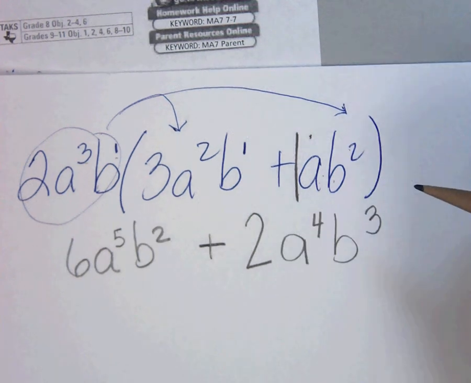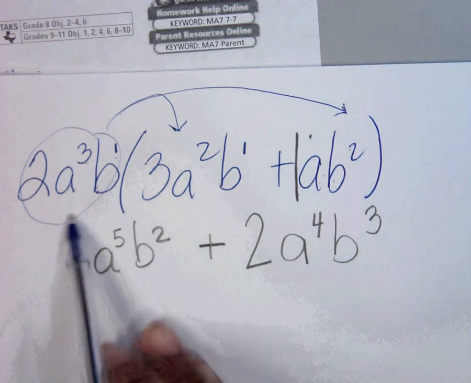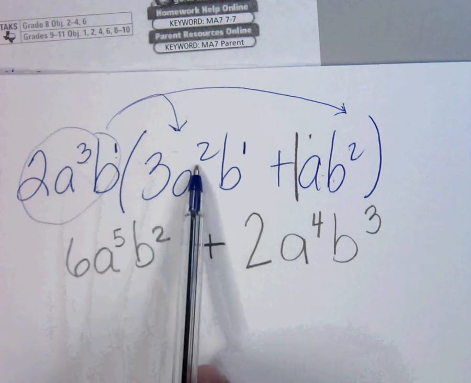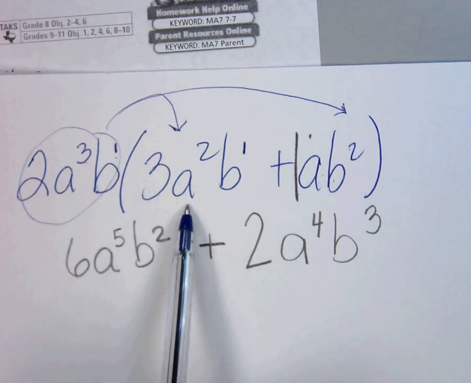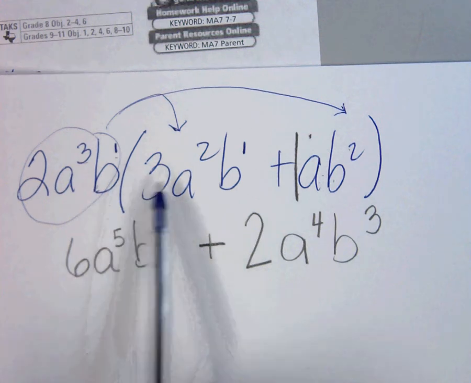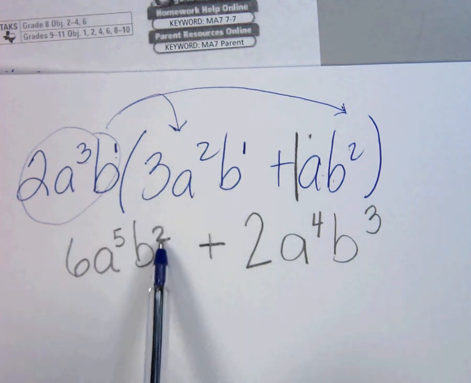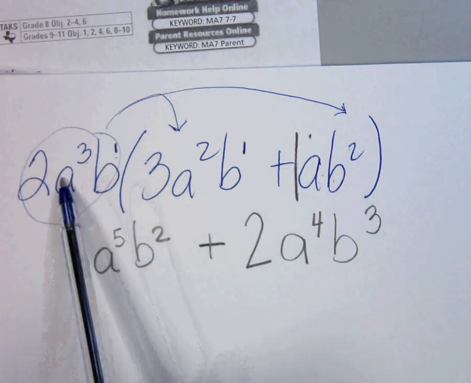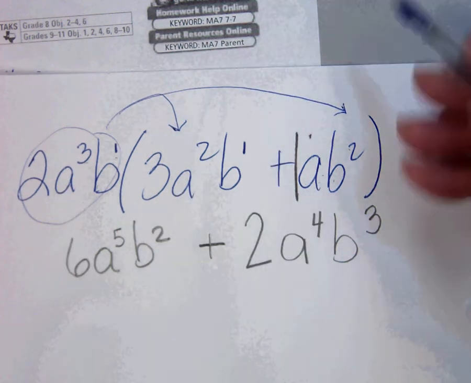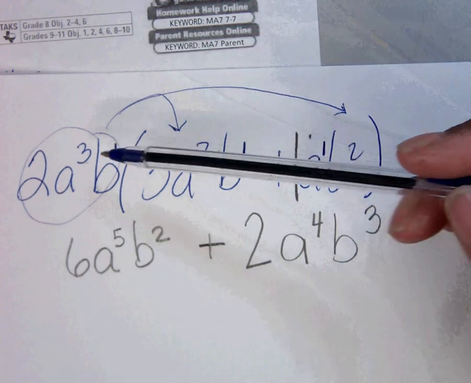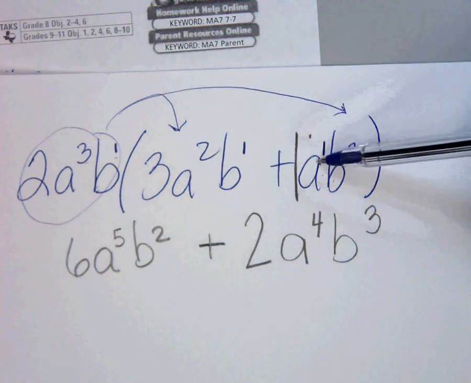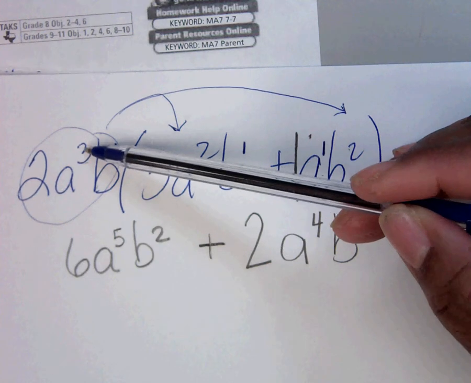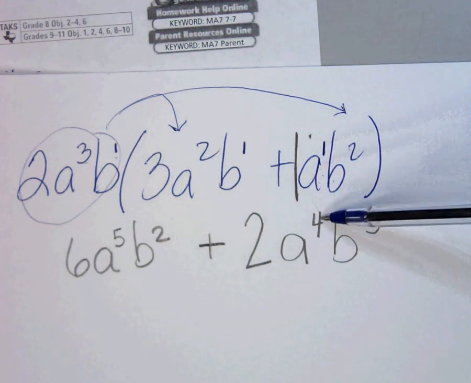Now I did that so fast, so let me go back and check my work. 2 times 3 is 6, that's right. 3 plus 2 gave me 5. They're both a's, so I did that right. b1, b1 add, that gives me 2. 2 times 1 is 2. Good. A to the third plus a to the first. A to the third times a to the first means multiply, means add the exponents. I got 4.